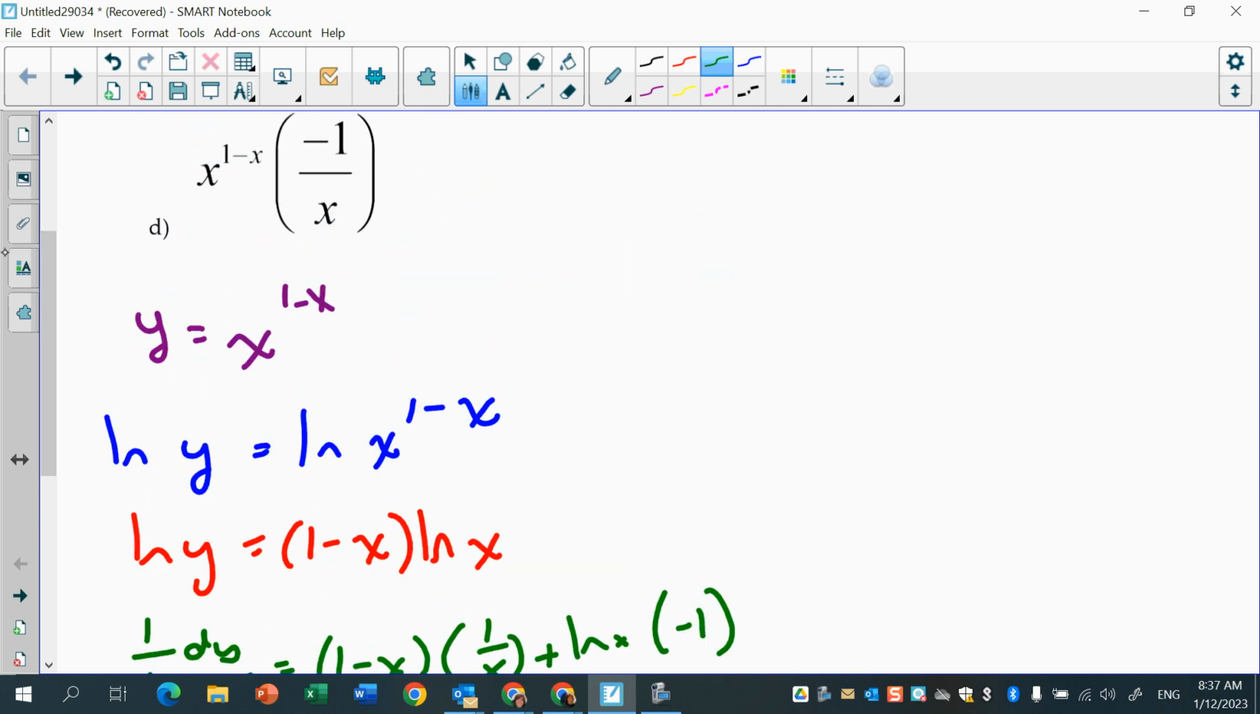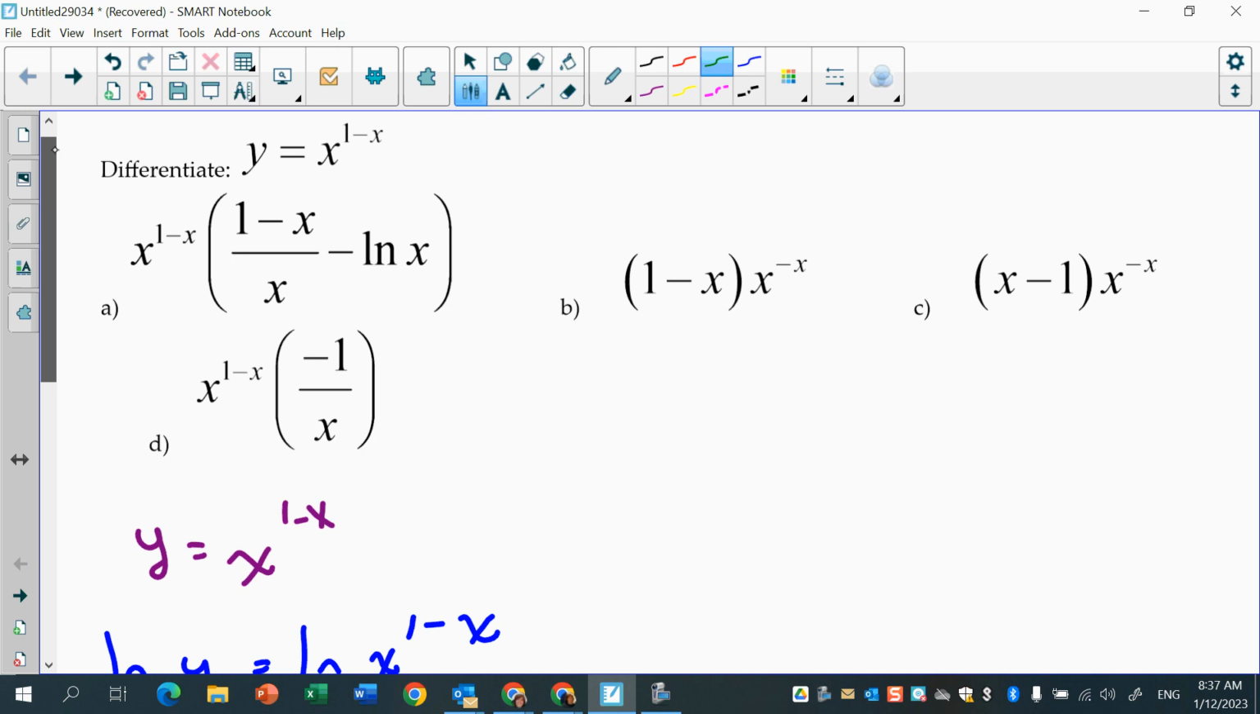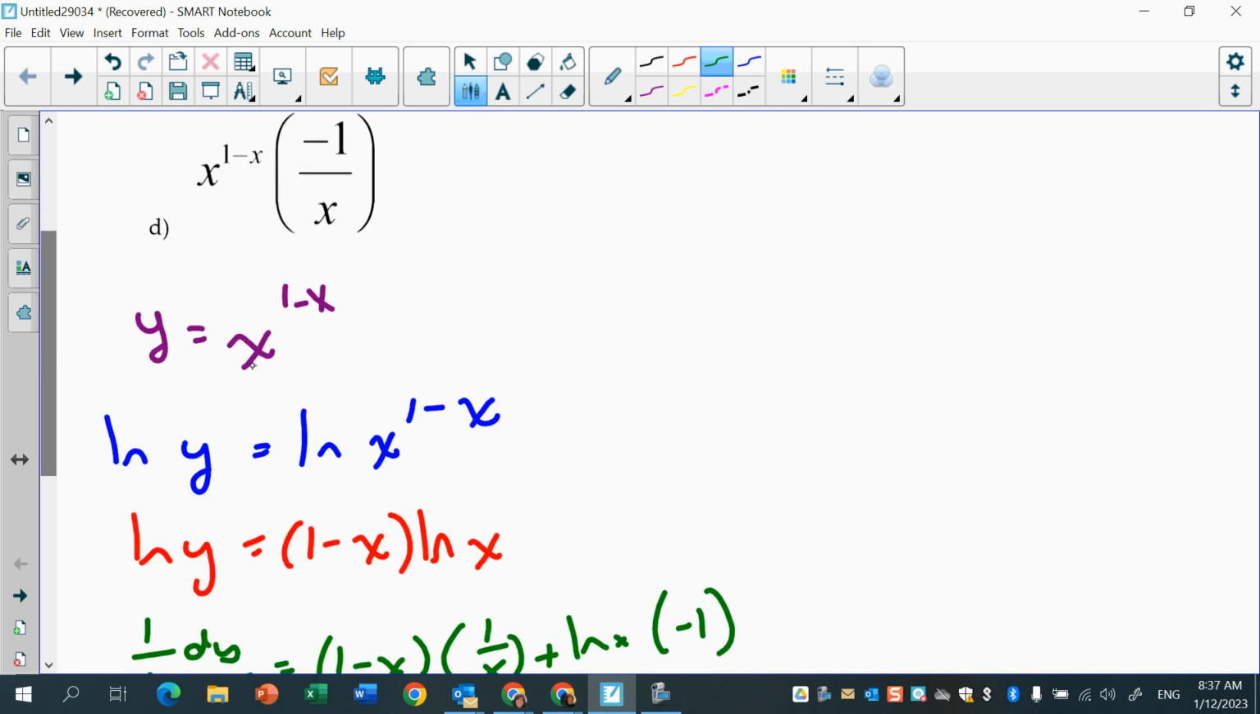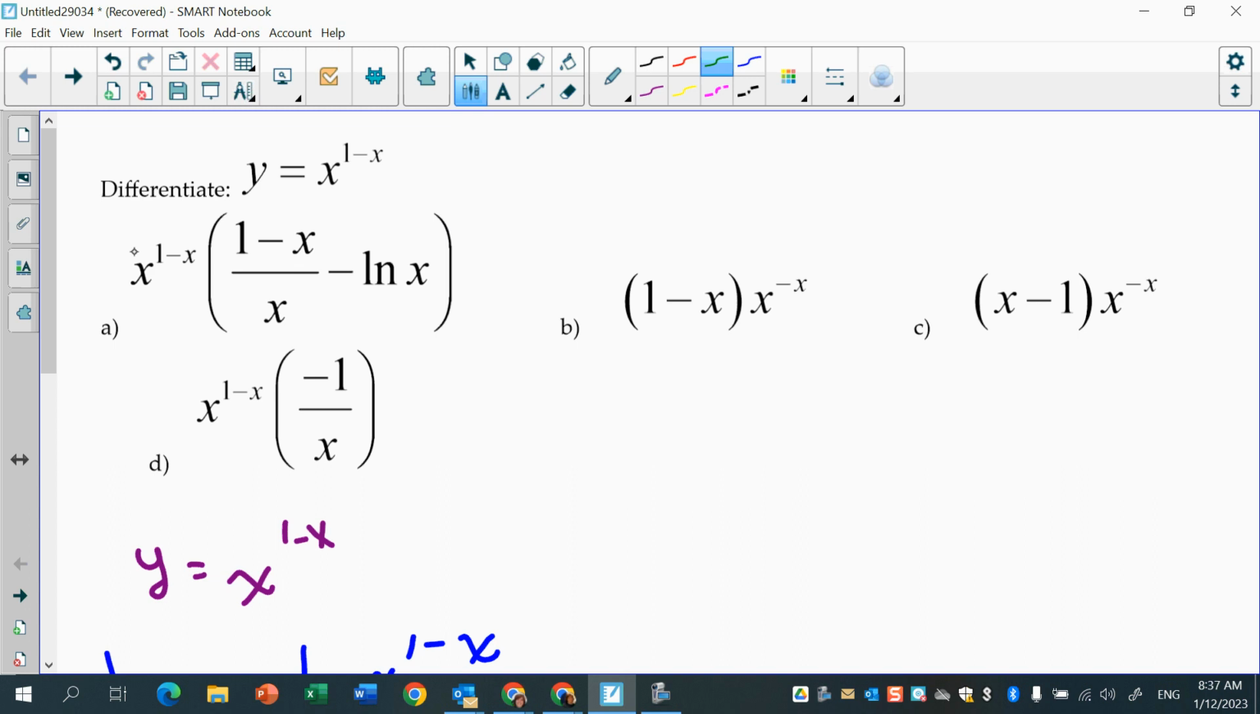So if you got that right, good. This is all about manipulation. That's what this whole thing was about, and it's what we're going to do today when we talk about integration. We're going to talk about manipulation as well.